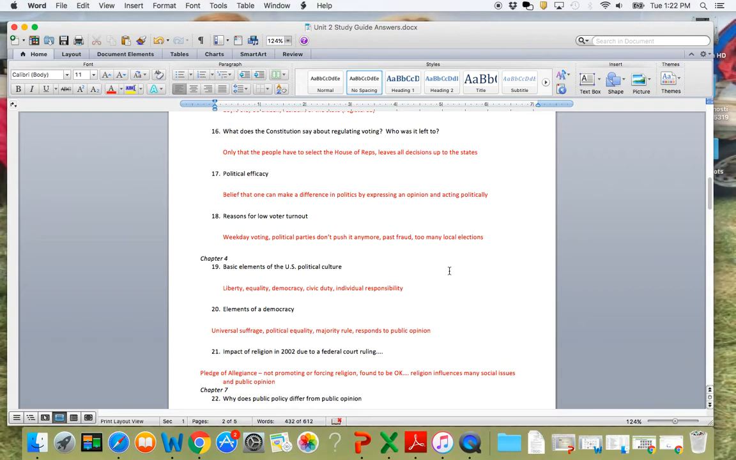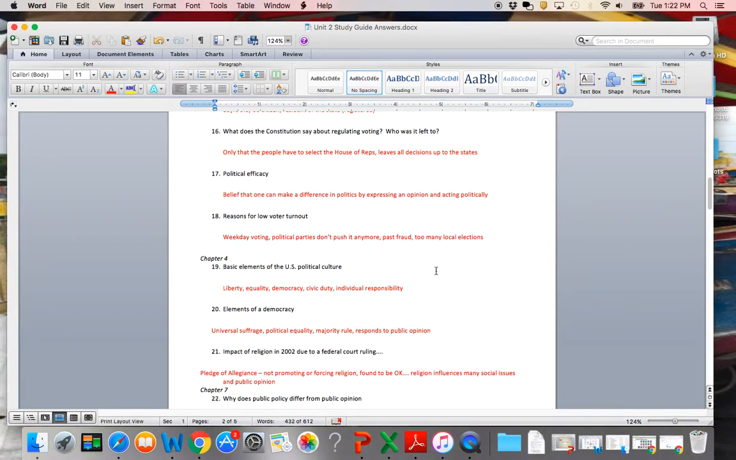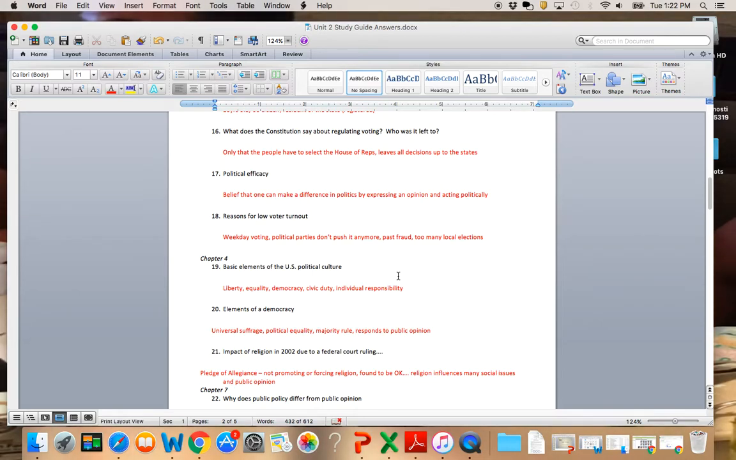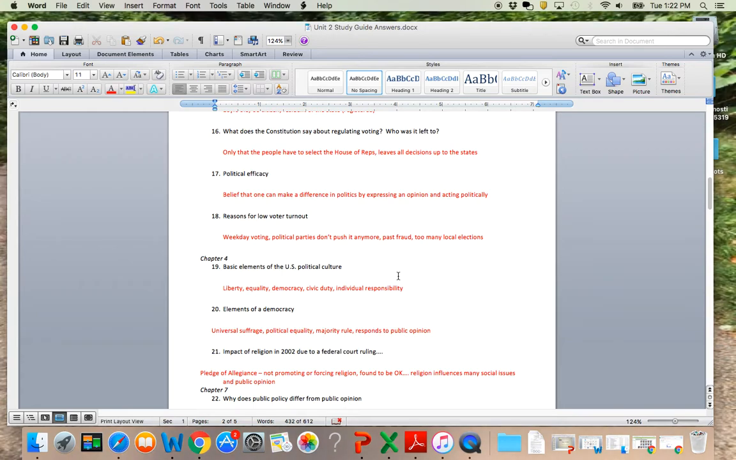Voter turnout is usually low. A couple of the reasons: weekday voting. Political parties don't push people to get out there and actually vote, don't physically do that anymore as much. In the past, there was a lot of fraud, so people didn't trust the system. And often people are not as enthusiastic because of too many local elections that go on.